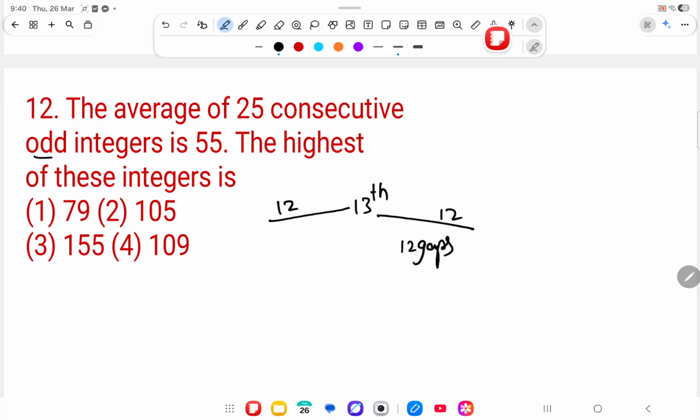And they are saying that odd integers, each is increased by 2. 12 gaps into 2, 12 into 2 is 24, we need to add. The middlemost number is given as 55. 55 plus 24 is nothing but 79.